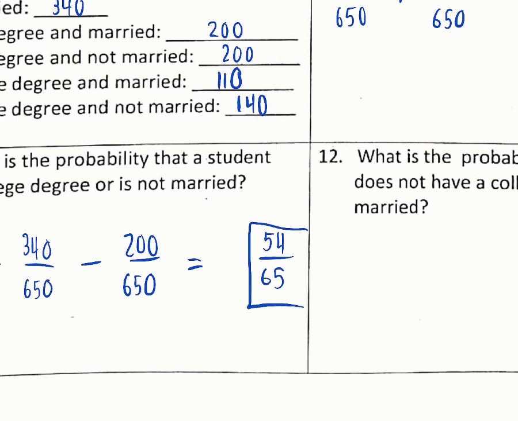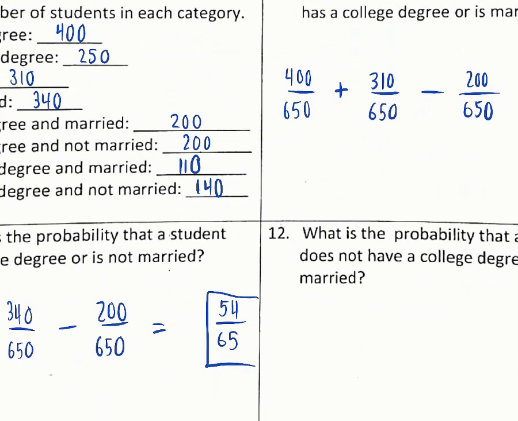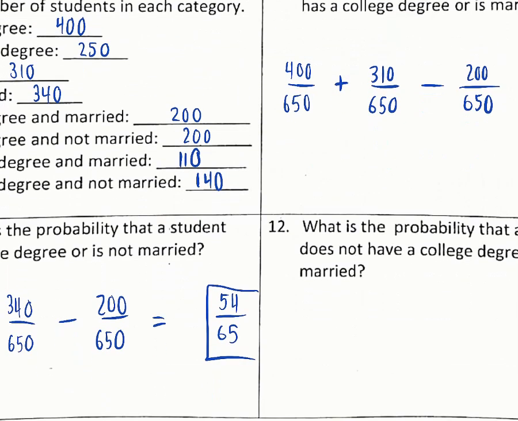Okay? Last one. What's the probability a student does not have a college degree or is married? So we're adding, because they say or. So let's start with the first one. How many do not have a college degree? 250. Next category, how many are married? 310 out of 650. But are there people that are not college and married? Yes. How many? 110. 110 is how many we subtract.